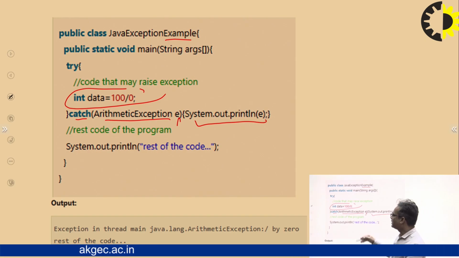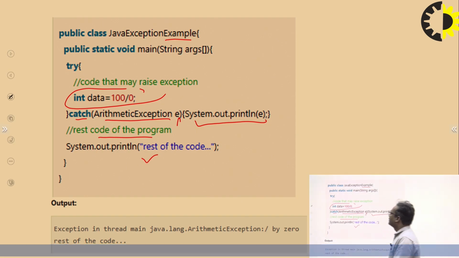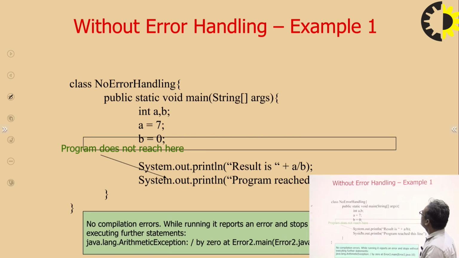If you are catching it, then the rest of the program will definitely run. So the rest of the code will run, right? If you are not using error handling, then what will happen? You are using a by b with b as 0, and the program will reach here at a by b. So it will throw an exception, but you are not handling this exception. That means the code will not go past this line.